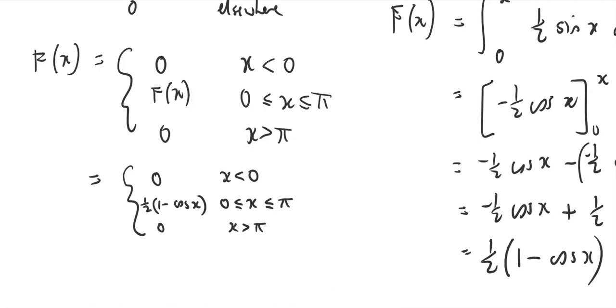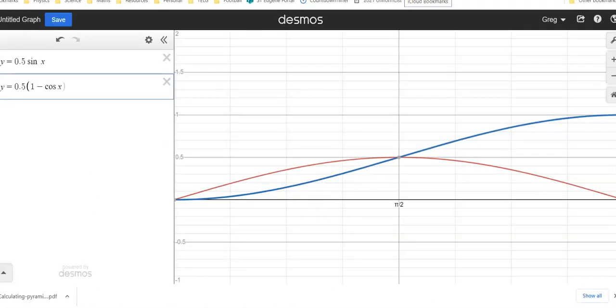Now, what does that look like? So here's a graph that I prepared earlier. Okay, so you can see the red line, and that's my y equals a half sine x graph. Okay, so between 0 and pi, and we've got that nice sine curve of the distribution. Now this is the cumulative distribution function. Notice it goes up to 1, right? And this is the graph of a half times 1 minus cos x. Okay?